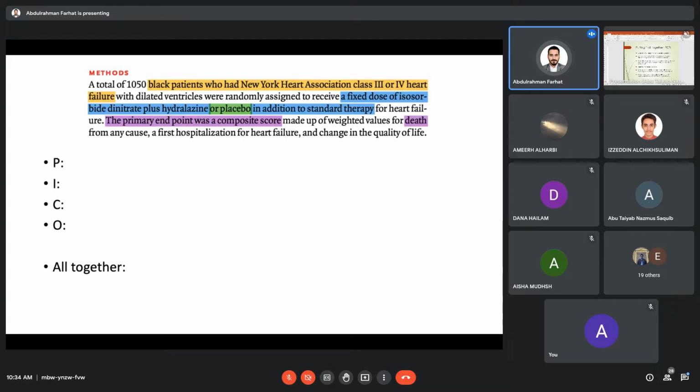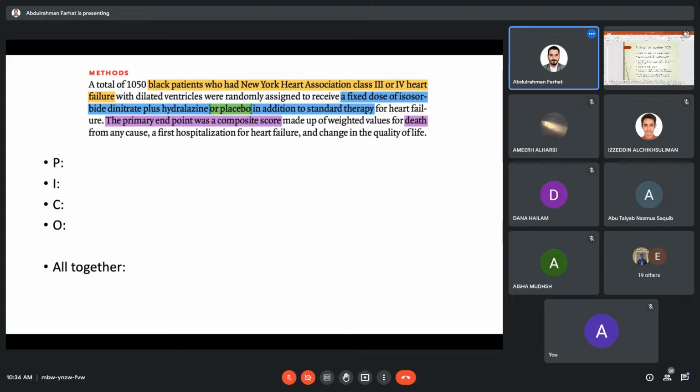The population is Black patients who have heart failure. Good, I totally agree. The intervention is the fixed dose medication in addition to standard therapy. However, here's the trick. The comparison is this intervention against the placebo. So the intervention is a fixed dose of isosorbide dinitrate plus hydralazine, and the comparison is placebo.